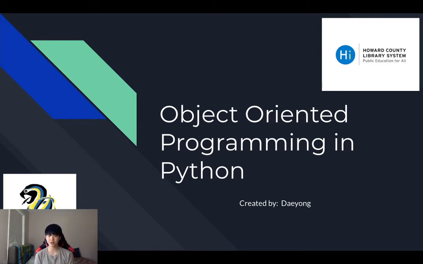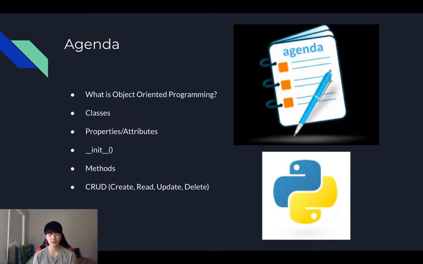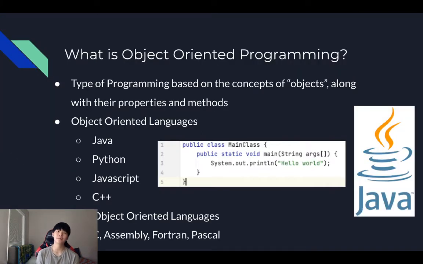And today I'm going to be talking about object-oriented programming in Python. So this is our agenda. Not going to go over it because of time. So what is object-oriented programming? It's a type of programming based on the concepts of objects, along with their properties and methods.